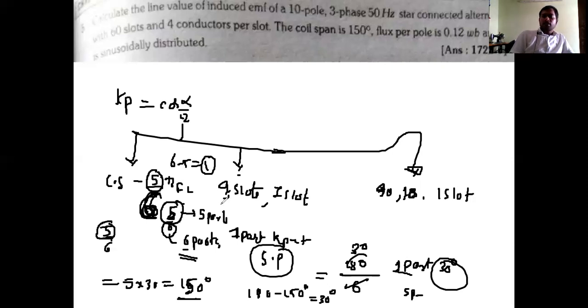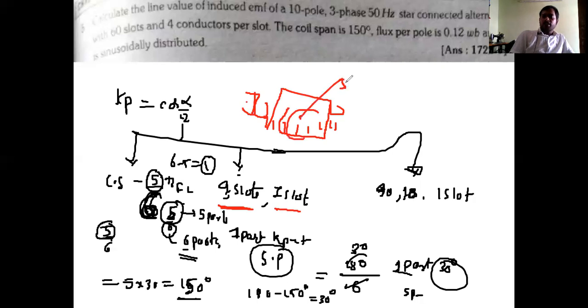the second case, 9 slots, and 1 slots are nothing but this is north pole and this is south pole. Between this one, 9 slots are available. But the winding is short pitched by 8 slots only. Short pitched by 1 slot. So the coil span is 8 slots. So for 9 slots, the angle is 180 degrees. For one slot, 180 by 9, which is equal to 20 degrees.